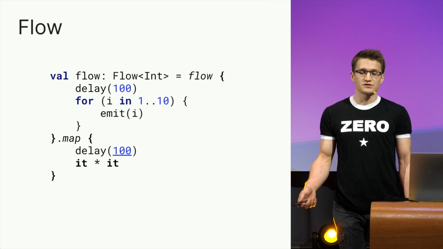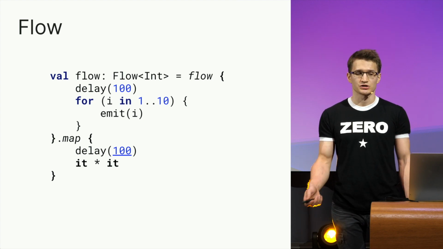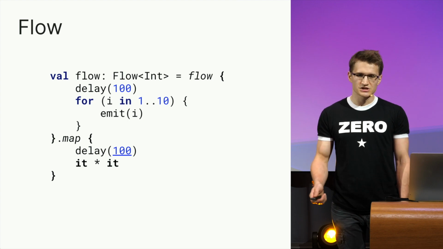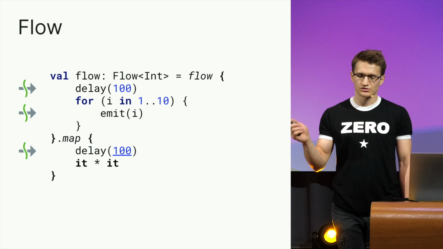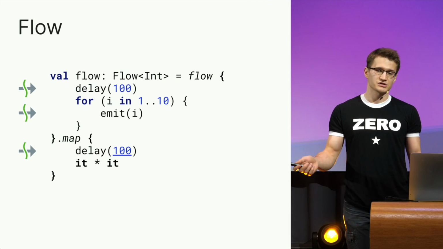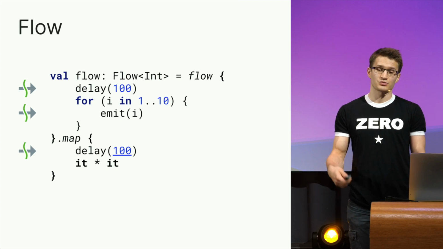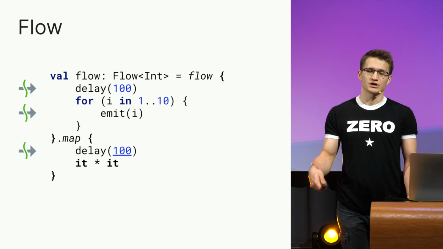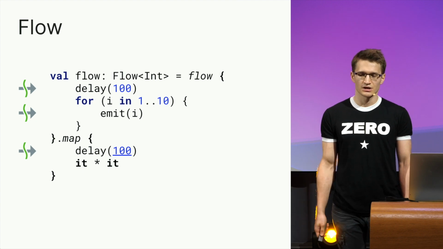But what's the main difference between Kotlin sequences and flows? And this difference is suspension. In flow, you can suspend everywhere. You can suspend in the builder function, you can suspend in maps, transforms, filters, you can even suspend in terminal operators. And this suspension actually behaves like back pressure management, but you don't have to do anything about it. The compiler will handle it by itself.